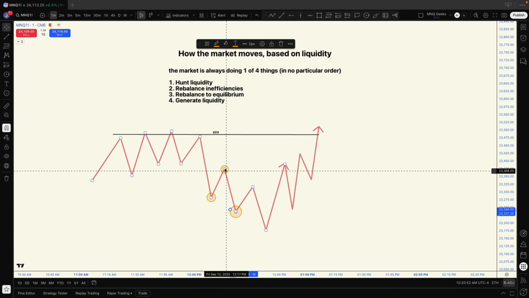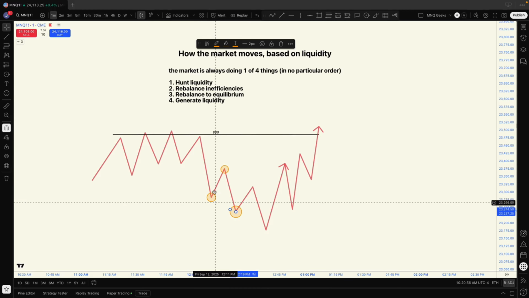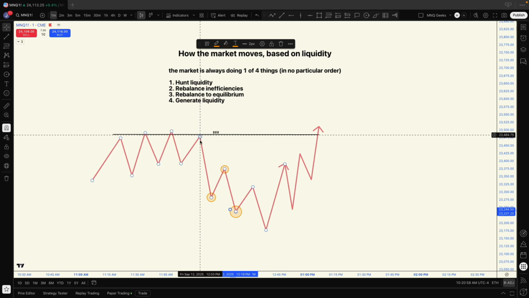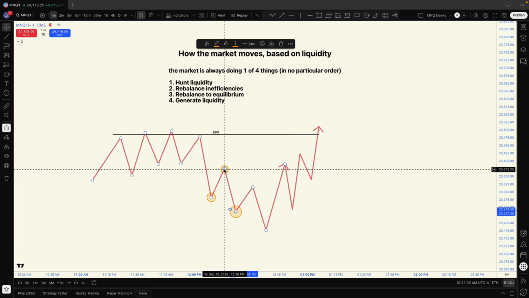All of these little highs and lows are generated liquidity on the way either up or down. So like I said, we're coming down. We're making this point of sell side liquidity. We're going to come back up to rebalance maybe equilibrium or rebalance an unfilled gap or an inefficiency. Boom, we make that high.